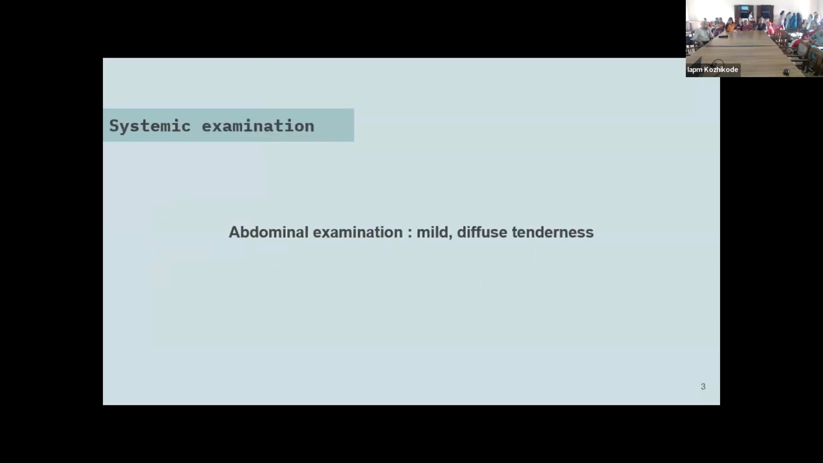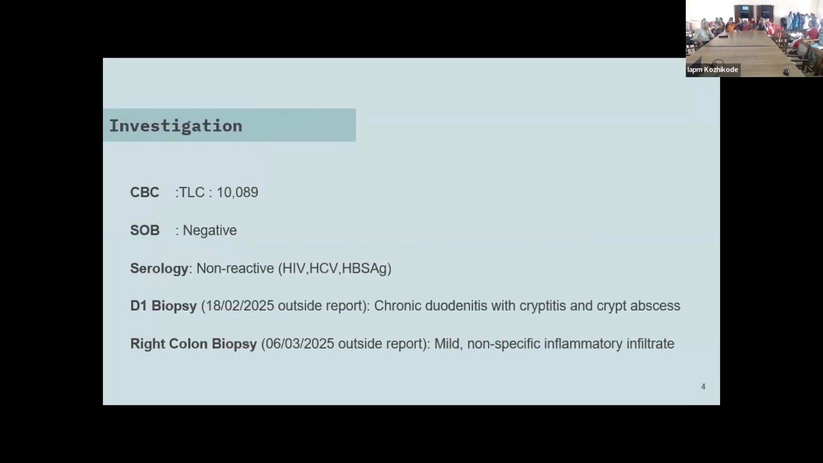On general physical examination, the patient was apparently within normal limits, and on systemic examination, her abdomen was soft with mild diffuse tenderness, and other systemic examination was within normal limits. These were the investigations done. CBC showed a total leukocyte count of around 10,000, and the differential count showed mild neutrophilia. Then stool occult blood was done. It was negative. And we did serology for HIV, HCV, and HBsAg, which was non-reactive.